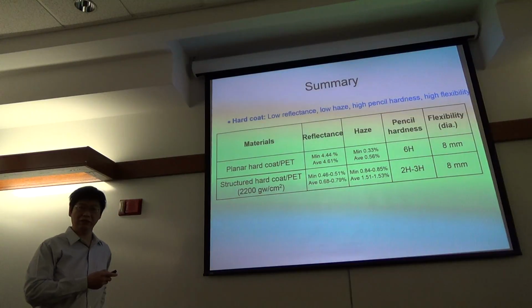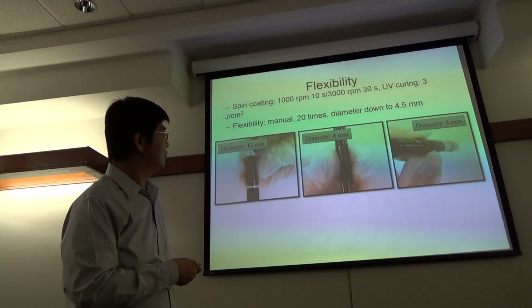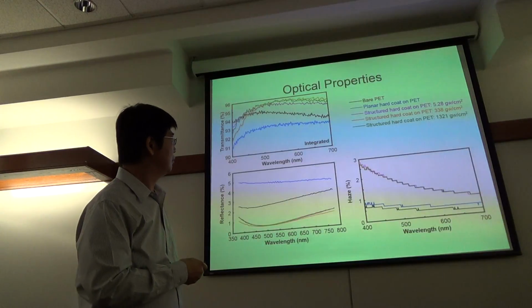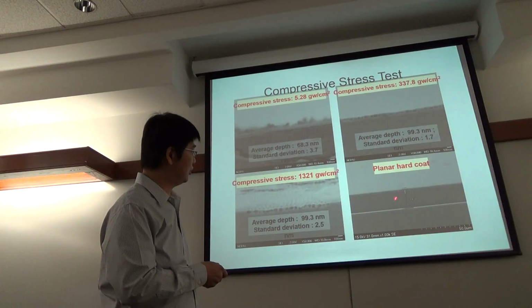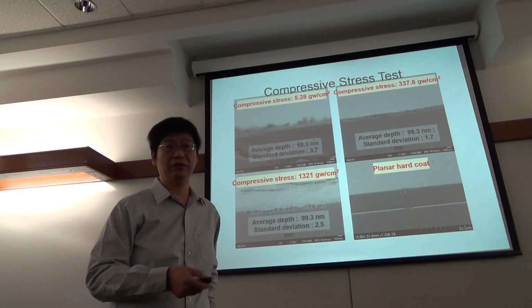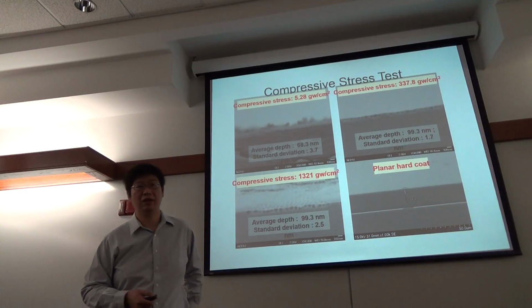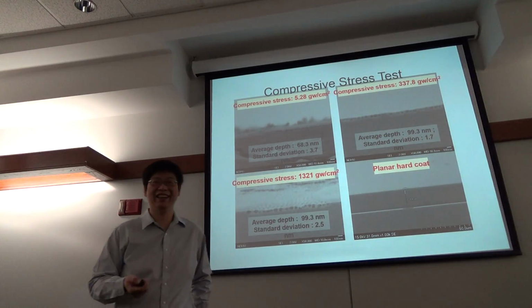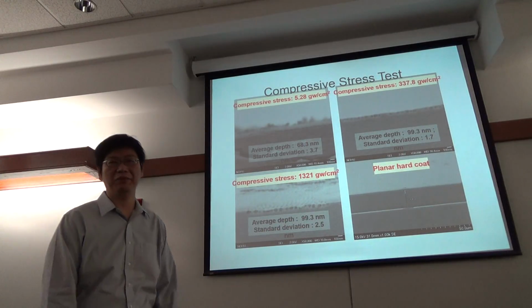Okay, any question? What kind of material is this hard coating? Material, okay. It's kind of a mixture of acrylic and polymer with different composition. But the detail, that's the secret of the company, but it's acrylic based.